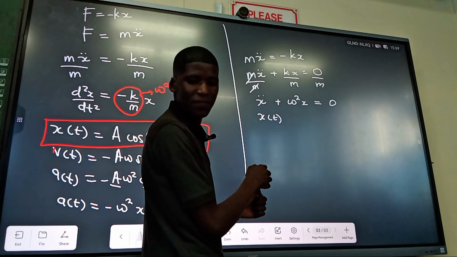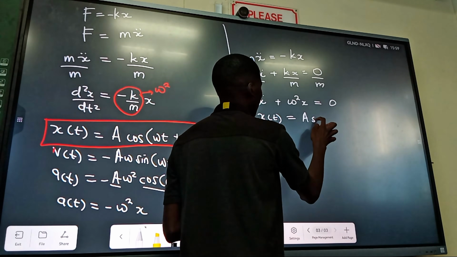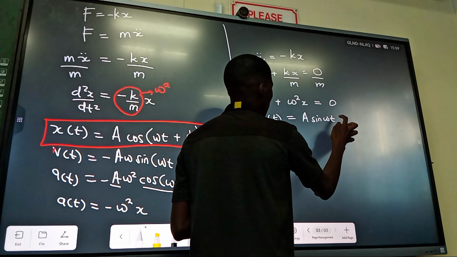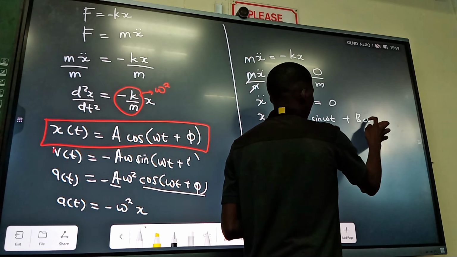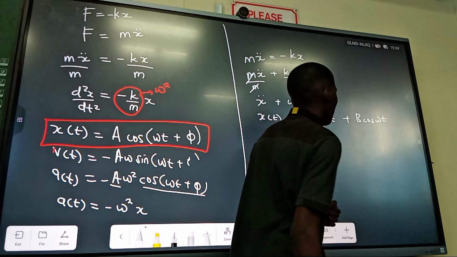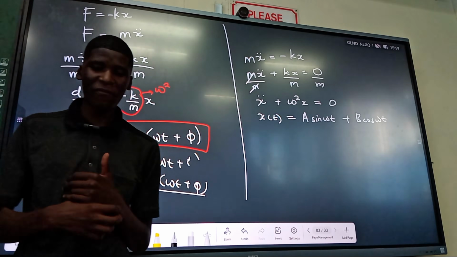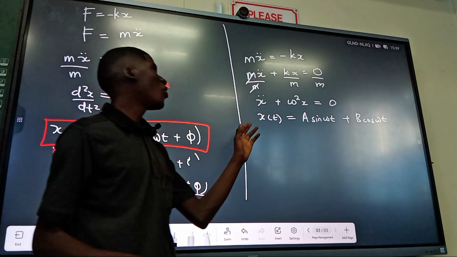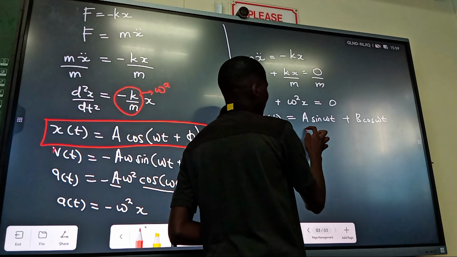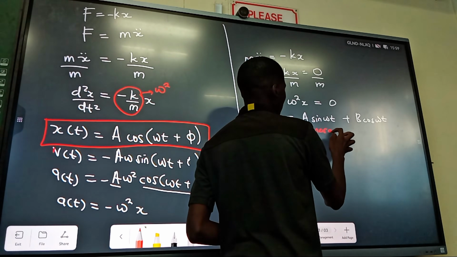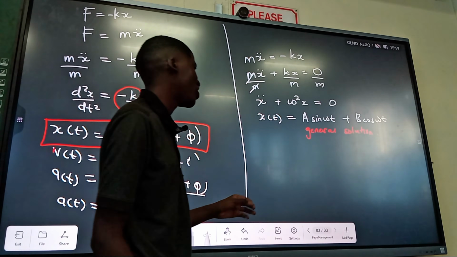x at t is equal to A sine omega t plus B cos omega t. A and B are just constants that we don't care about. This is just a general solution. This is the general solution for the equation.